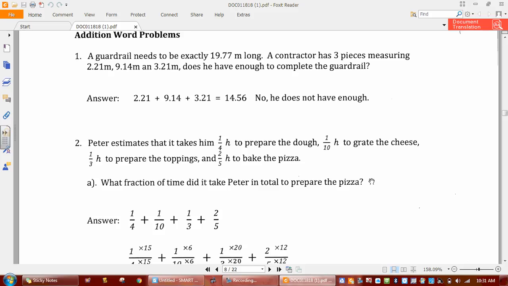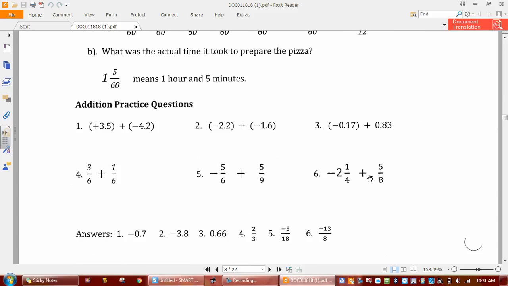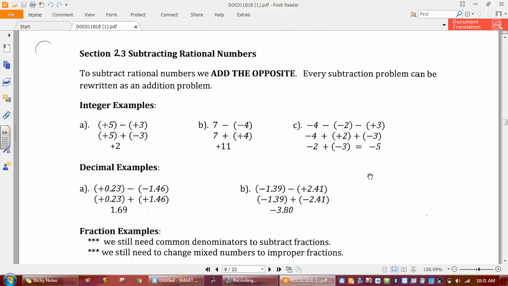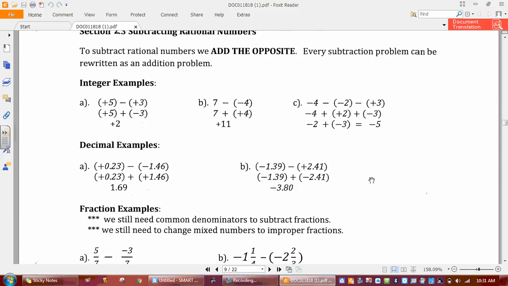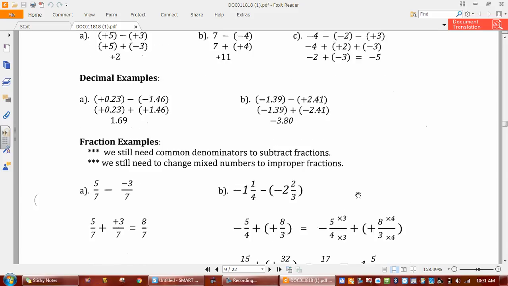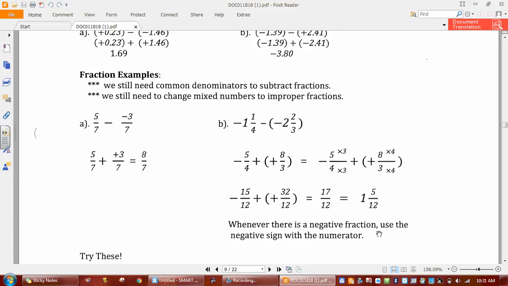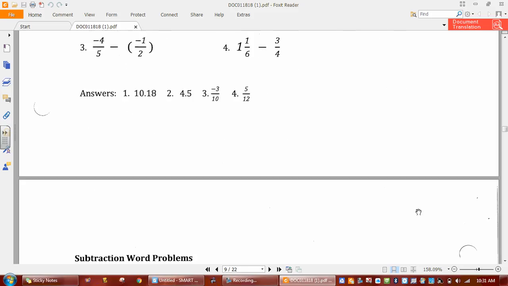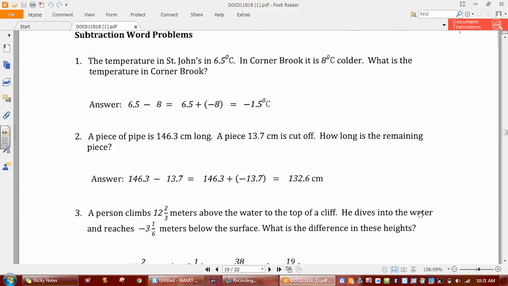Subtracting rational numbers. Same steps as adding. Nothing changes. Only this time you're going to subtract the digits instead of add them. So nothing changes. Same thing with fractions. All of the rules still apply. So nothing changes there. Those are your practice questions. Subtracting word problems. They typically deal with temperature for word problems. Okay, so those are for you to try.